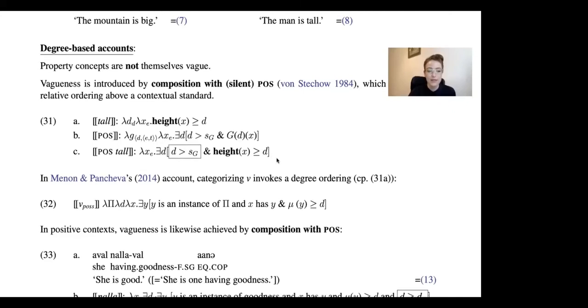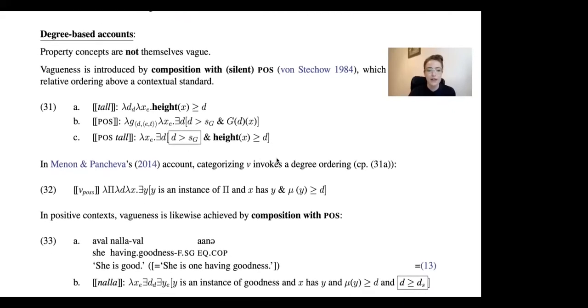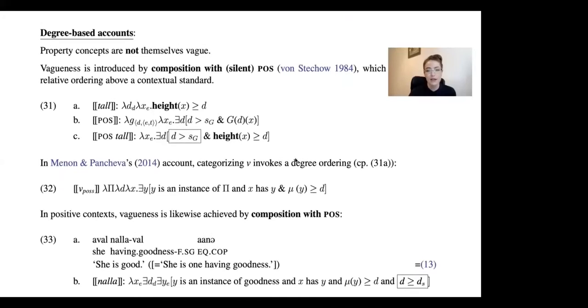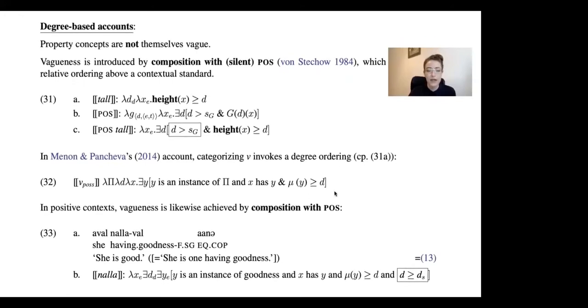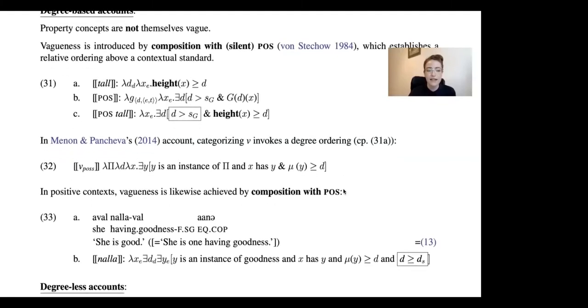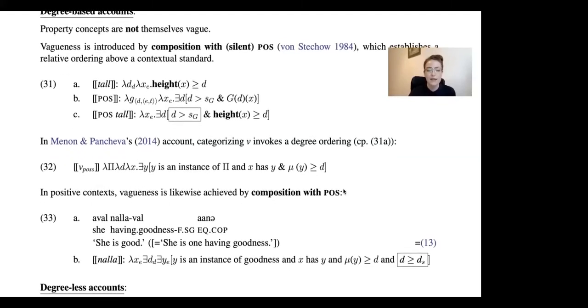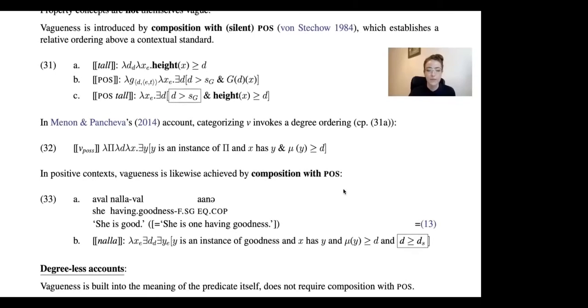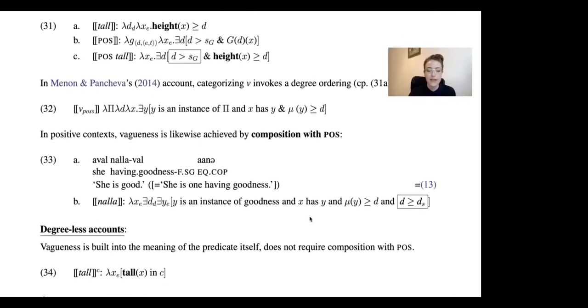In previous accounts of possessive predication, for example, in Menon and Pancheva, they pursue an analysis along these lines. So for them, the categorizing v head also inherently invokes a degree ordering, as shown here in 32. However, in positive contexts, vagueness is then achieved by composition with pos. So it's pos that introduces the contextual sensitivity. This is shown in 33 for the example we had above, she is good. And the ultimate derived form of nala after composition with the categorizer and with pos results in a meaning that is sensitive to a contextual threshold.